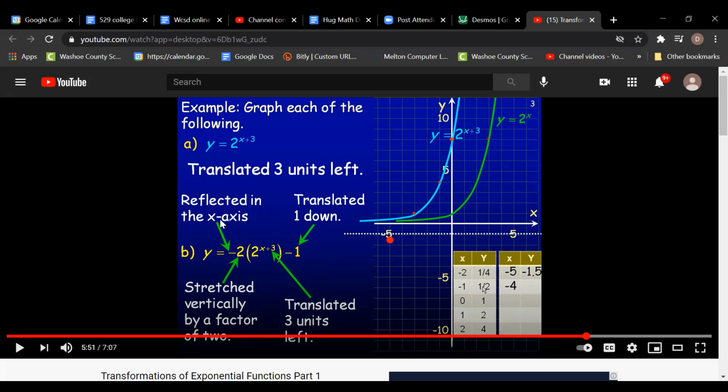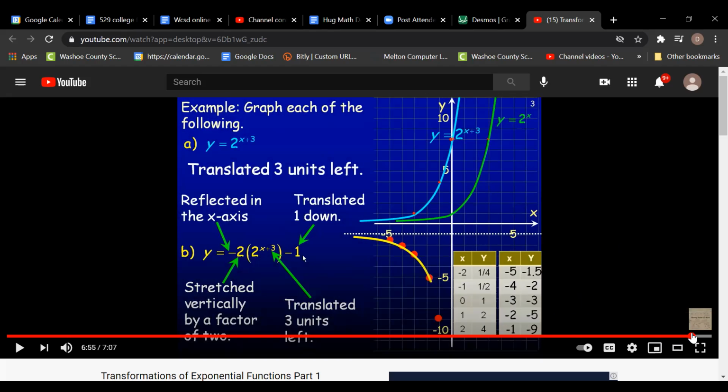The negative in front of the 2 here means that it's going to be flipped over the x-axis. So this graph here will be flipped over this way, kind of like a symmetry of your hands. And this 2 right here, because a 2 is bigger than 1, it means it's going to be a skinnier exponential function. So it's not as stretched out, but skinnier.